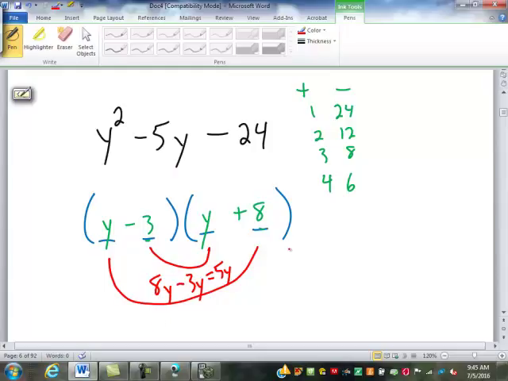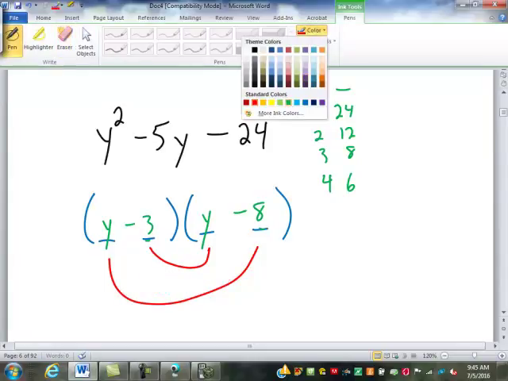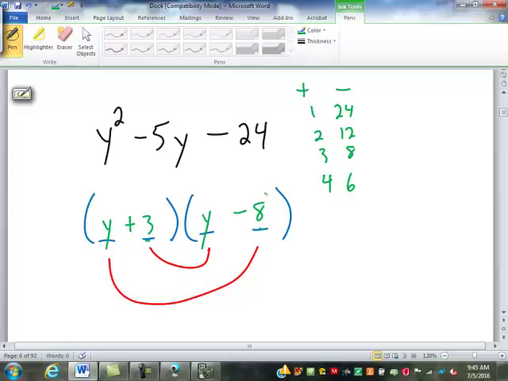We've got the right number but the wrong sign, which is probably telling us the signs are wrong. If we make it a positive 3 and a negative 8, let's see what that does. So now y times a negative 8 is negative 8y. 3 times y is positive 3y. Negative 8 and positive 3 make negative 5y, which is what we want.